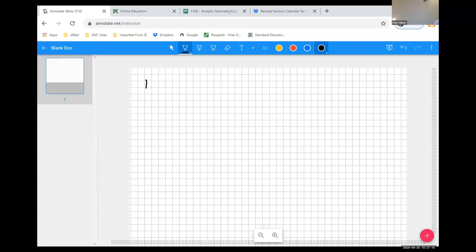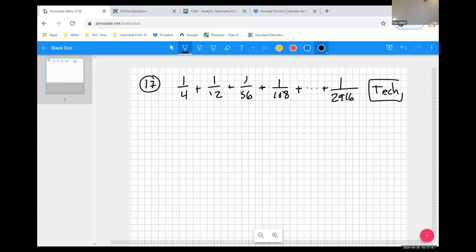For 17, it has 1/4, 1/12, 1/36, 1/108, and then it has 1/2916. This is a technology problem, which is indicated in the book with a little T next to the problem, basically telling you you're probably going to use a calculator to do this some way.